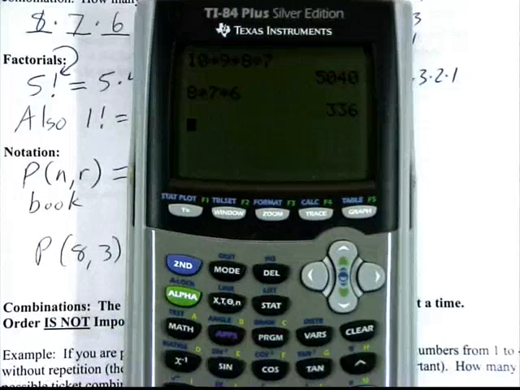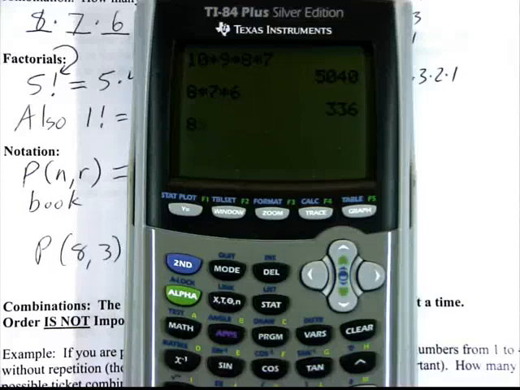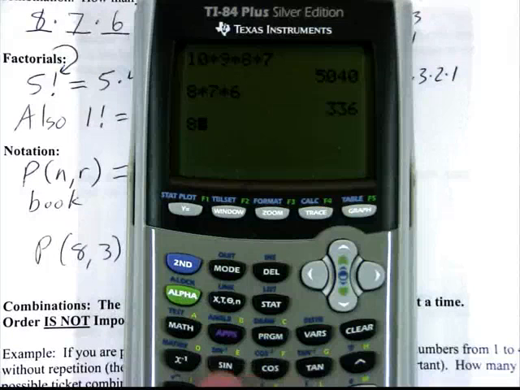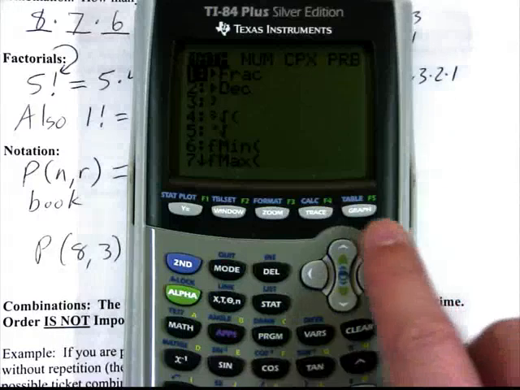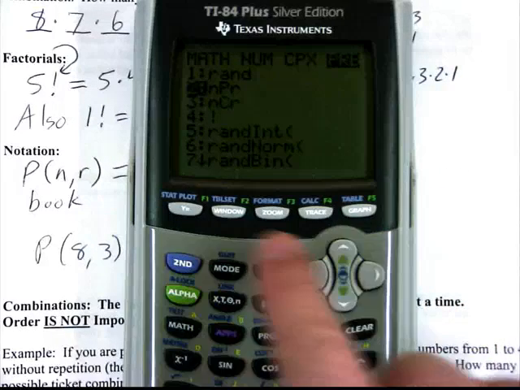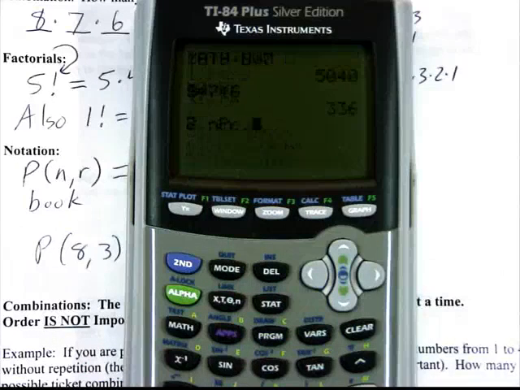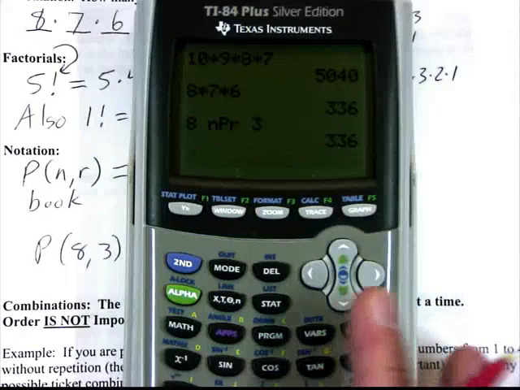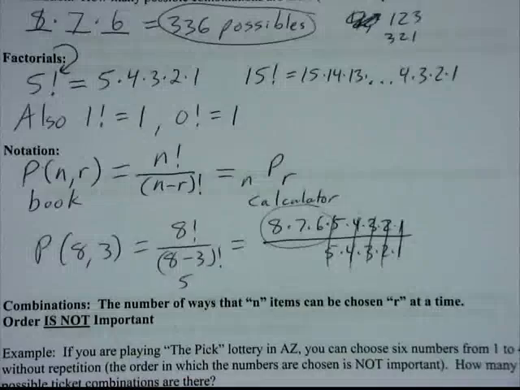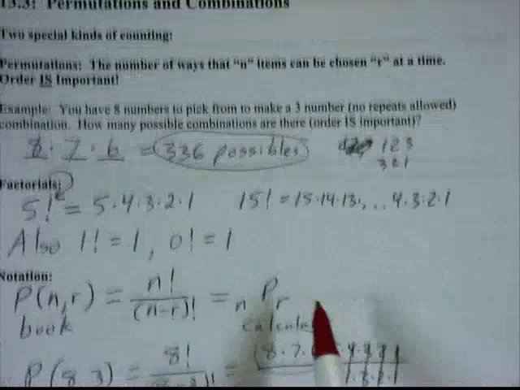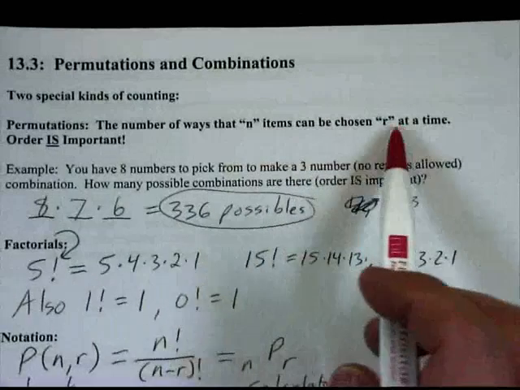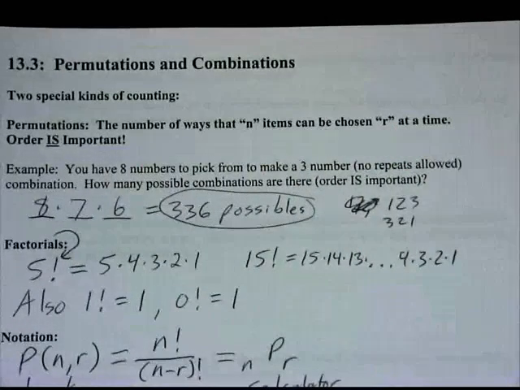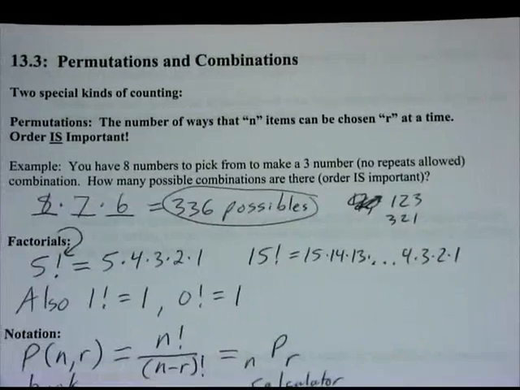And we're going to choose the 8 numbers that we had. And then we're going to go into math. We're going to choose PRB. I'm going to go down to permutation, choose that, and then I'm going to say it's 8, choose 3. And I'm going to hit enter, and notice I get the exact same value as when I did 8 times 7 times 6. And that's how you do permutations on the calculator. Of course, it has to fit all of the conditions of a permutation. It has to be we're doing n items, r at a time, and that order is important.